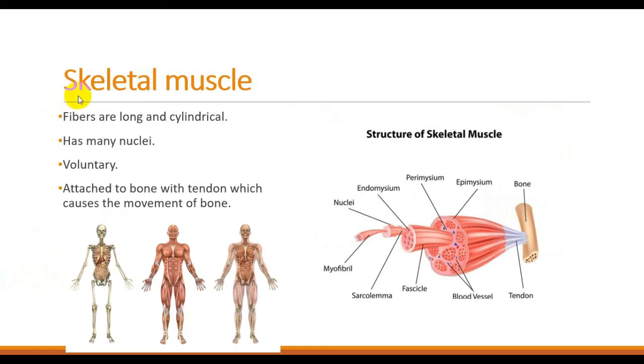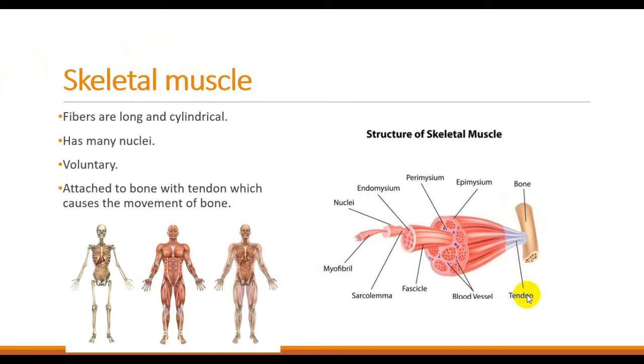The next kind of muscles are skeletal muscles. Fibers are long and cylindrical. As you can see, fibers of that kind of muscles are cylindrical. They have many nuclei, as you can observe, many nuclei in each cell. They are voluntary. It means we can control them, we can feel their movement, and we have control over their movement. And skeletal muscles are attached to the bone with a structure that we call a tendon.